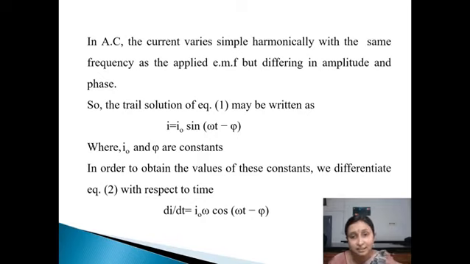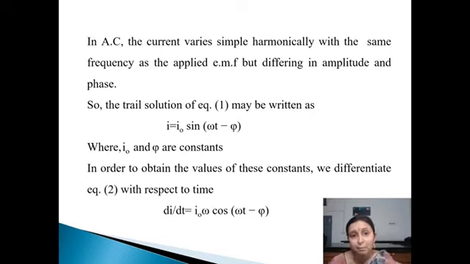In AC, that is alternating current, the current varies simple harmonically with the same frequency as the applied EMF, but differing in the amplitude and phase. So, a trial solution of equation 1 may be given as I is equal to I naught sin omega t. The EMF E is equal to E naught sin omega t, and I is equal to I naught sin omega t minus phi. Here phi is the phase angle difference between the applied voltage and the total current.